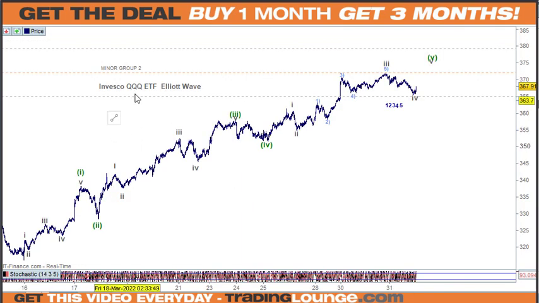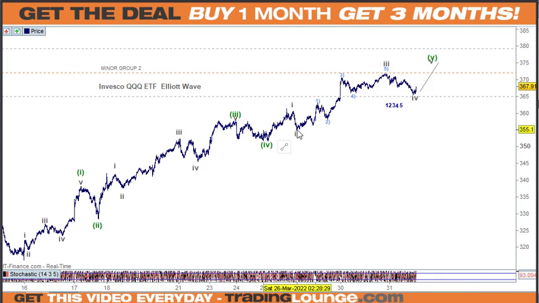And we've been tracking the triple Q, so we've been counting up here as 1, 2, 3, 4, 5 for 1 and 2, and then 1, 2, 3, 4, 5 for 3 and 4, and 1 and 2, and then 1 and 2 and 3 and 4, 5 for 3, wave 4 coming back to the wave 4 of 1 lesser degree. So we can expect another little move up here.